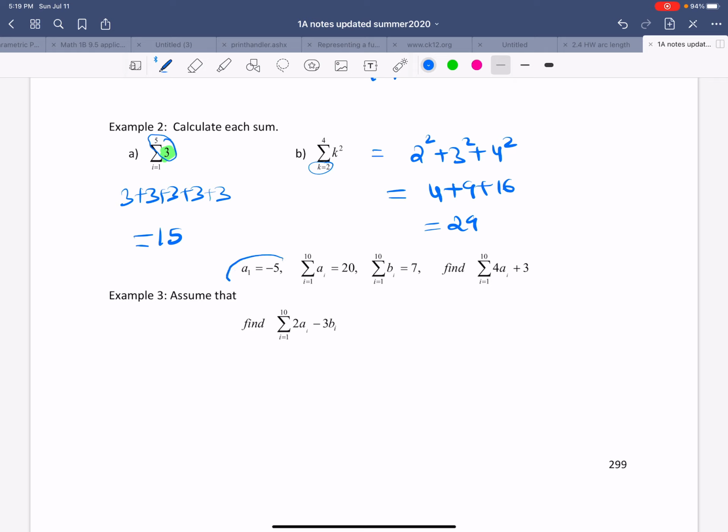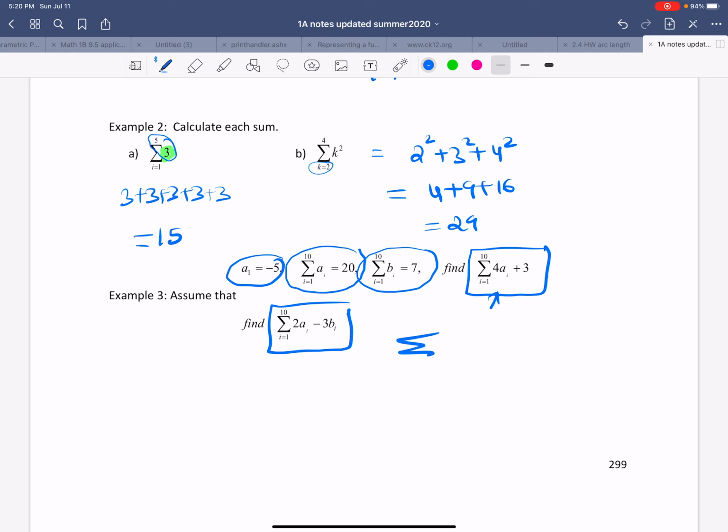Next, we are given a1 is negative 5. Summation i equals 1 to 10 of a i is 20. Summation i equals 1 to 10 of b i is 7. And we want to find out this. Both will be similar, so I'm just going to work on one of these. Let's look at summation i equals 1 to 10 of 4 a i plus summation i equals 1 to 10 of 3. Here we can just use the rule that we learned about the constant. So that part would be 30.